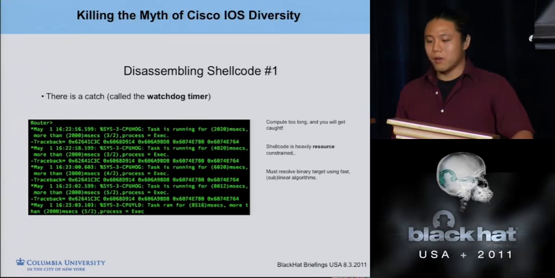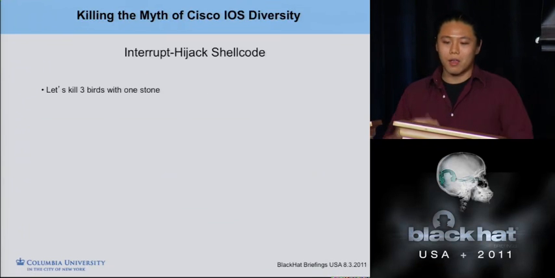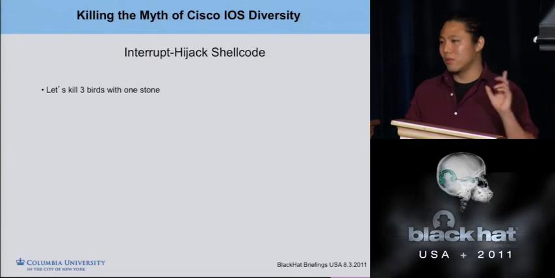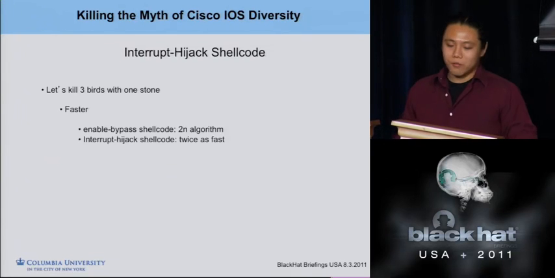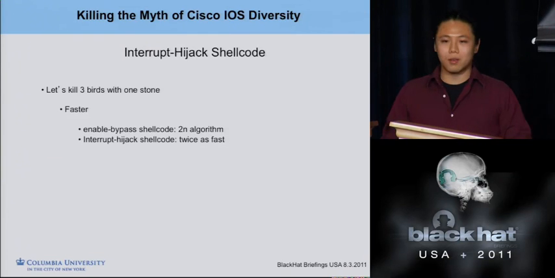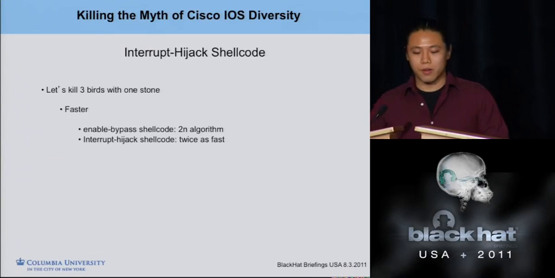So that was two years ago, and this is now. We're going to show you a new shellcode that we designed that I'm going to call the interrupt hijack shellcode. Specifically, we're going to kill three birds with one stone with this new design. First, it's going to be faster. Instead of this two-step process, we're going to do just a single-step process that's going to scan through the text section of the router at exploitation time.